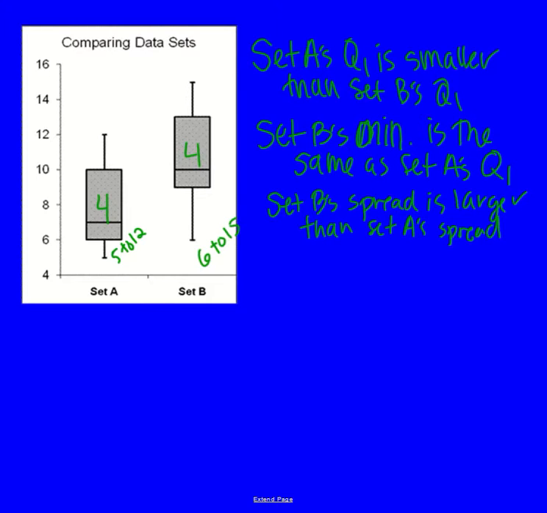Set A's quartile 1 is smaller than set B's quartile 1. The minimum of set A is smaller than the minimum of set B. And so we can start to compare and contrast some of these different things. It looks like the interquartile range is the same on both of these though, which is an interesting thing. And that's an example of how we would compare and contrast two data sets.